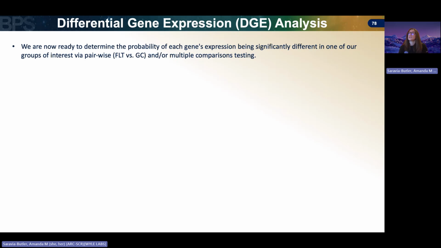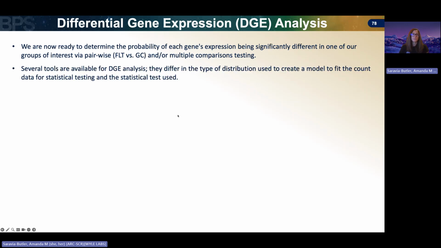And so what we do here is we're going to attempt to determine the probability of each gene's expression being significantly different in one of our groups of interest by pairwise comparisons, or you could do multiple comparison testing. In the example that we're doing in the hands-on portion, we're comparing flight versus ground control, so doing a pairwise comparison here. With DESeq2, you can also do multiple comparisons testing.